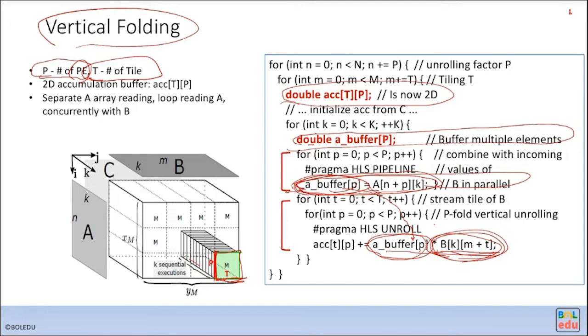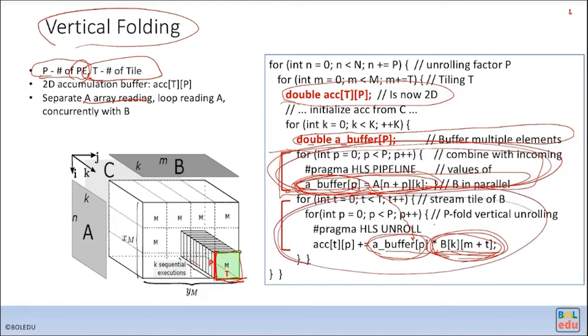Okay. So in this scheme you separate the A array reading. While you are reading the A array, you can overlap it with the computation for this loop, so you can do these two parts in parallel. Yeah. Okay. So this is actually a basis for the next one.